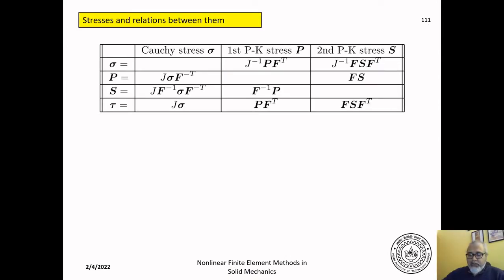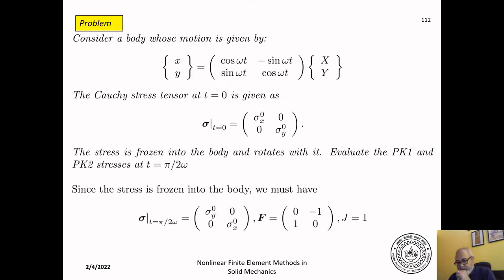Now, here I have put together a handy table that gives you the relations between sigma, P and S. I have also added a new stress, tau, which we will use much later. It's called the Kirchhoff stress, which is simply J times sigma, and its relations with the first and second PK stresses are given here. This is a handy table that we will have to use in order to manipulate equations in finite elements.